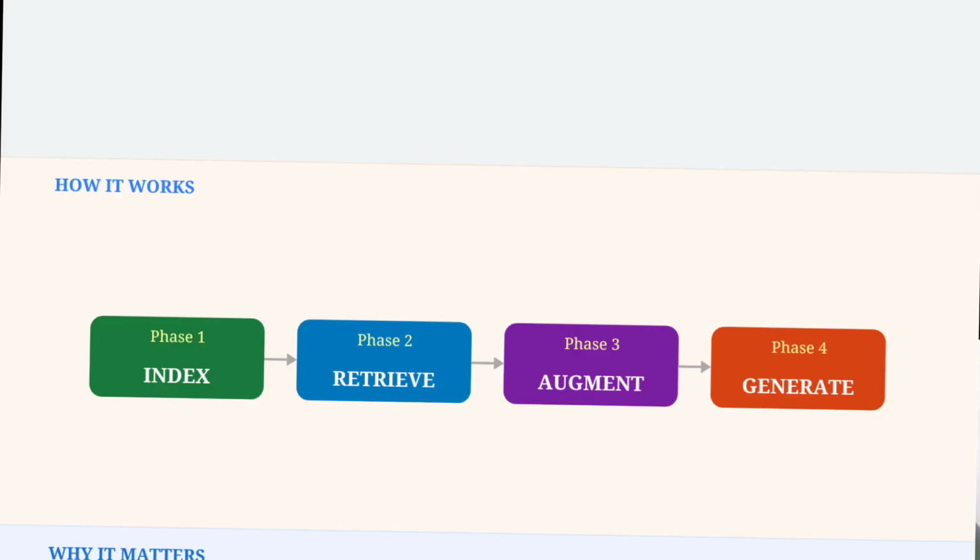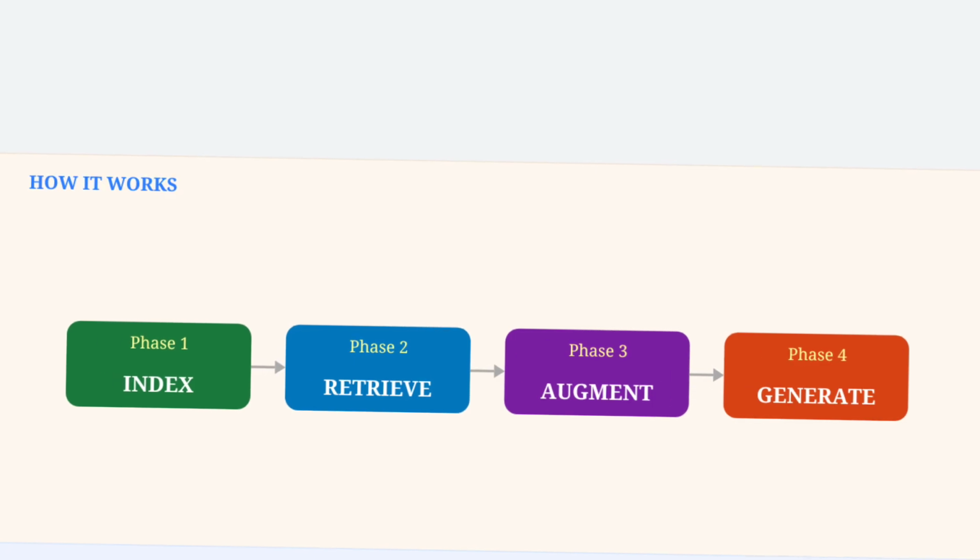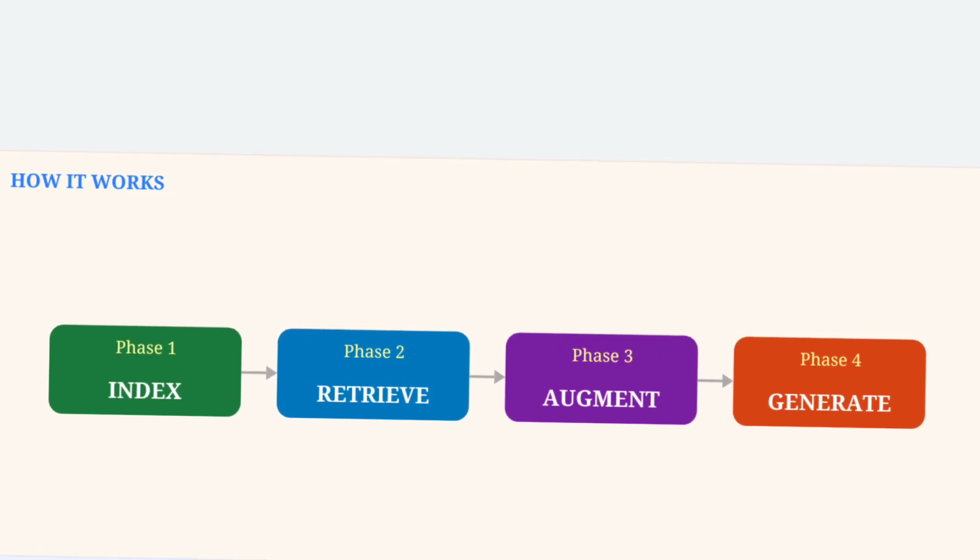So let's zoom out and see the full picture. Index, retrieve, augment, and generate. Your documents get prepared and stored as searchable vectors. A question comes in, gets matched against those vectors, and the most relevant chunks come back. These chunks get combined with the question into an enriched prompt. The LLM takes the prompt and produces an accurate, grounded, and traceable answer. That is RAG. Four phases, clean, logical, and powerful.